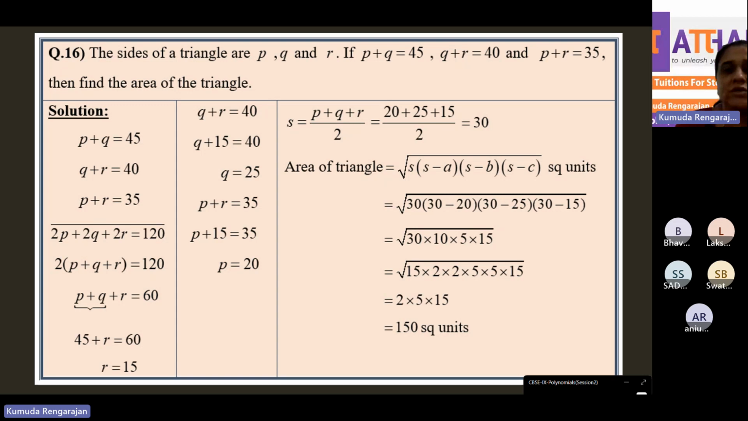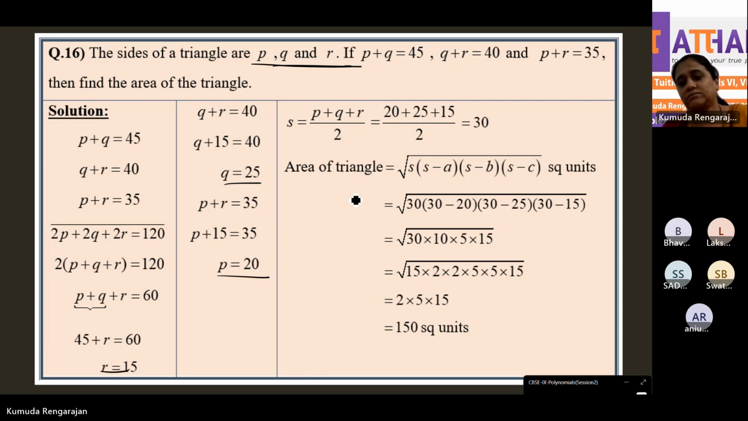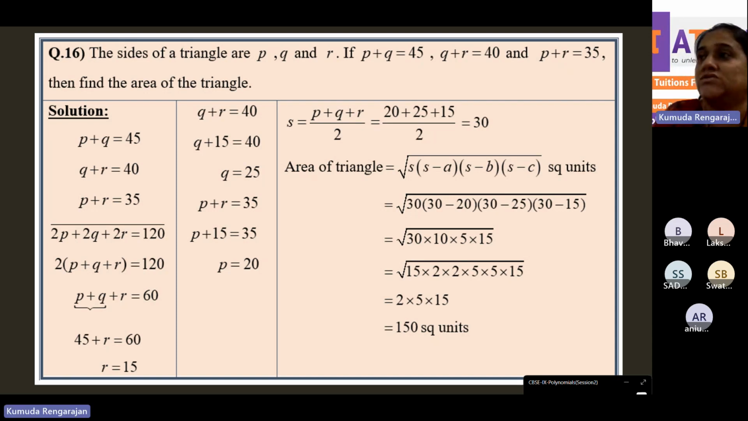So now, what are P, Q, and R? They are the sides of the triangle. So you found the values of P, Q, and R. Now find the area of the triangle. So what should you do? Children, stop. What should you do?